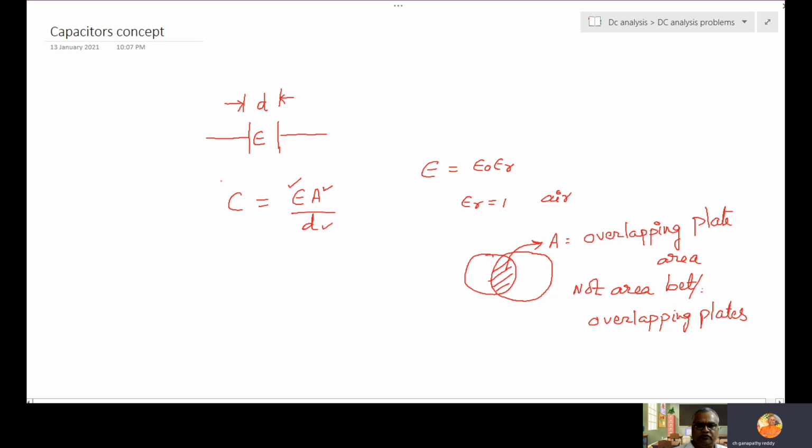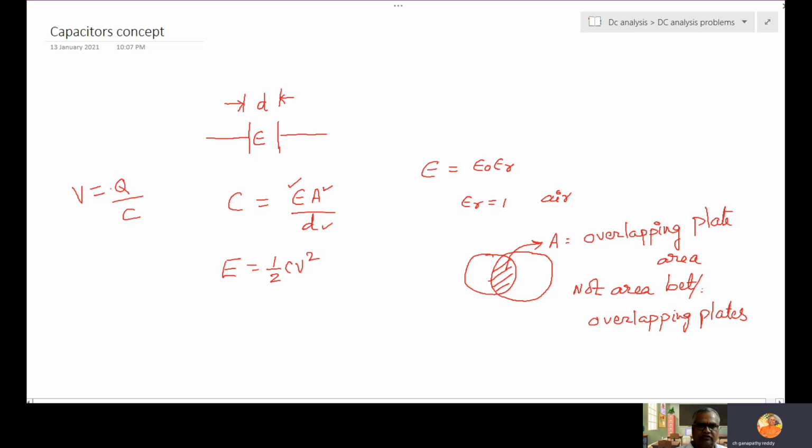And what is the purpose of a capacitor? It is used to store the charge. When charge is stored, voltage will be developing. Accordingly, energy will be developing. So what is the energy formula? It is half CV square. What is the basic fundamental formula? V is equal to Q by C.